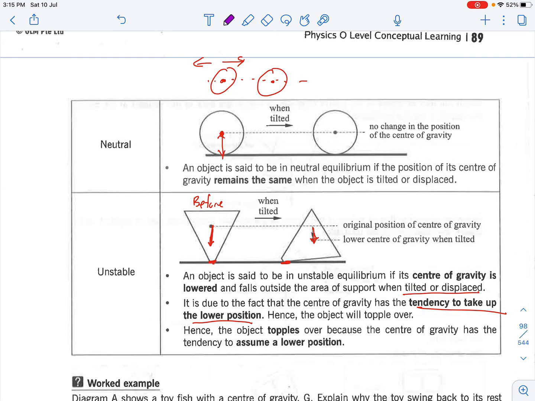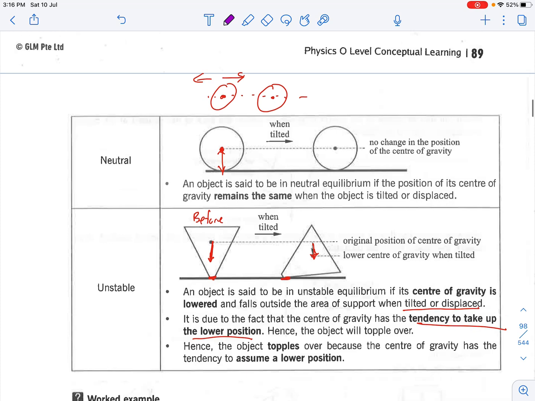Unstable is just like how I explained, where the line of action of the center of gravity is outside the base area, and it will change the direction. So an object is said to be in unstable equilibrium if its center of gravity becomes lower. That means from starting very high, it later drops down to somewhere very low. This is due to the fact that the center of gravity has a tendency to take up a lower position, which means the original position was unstable.